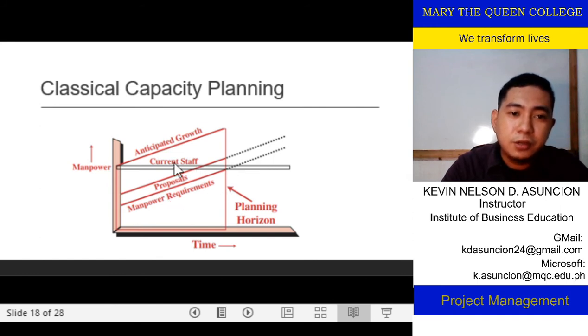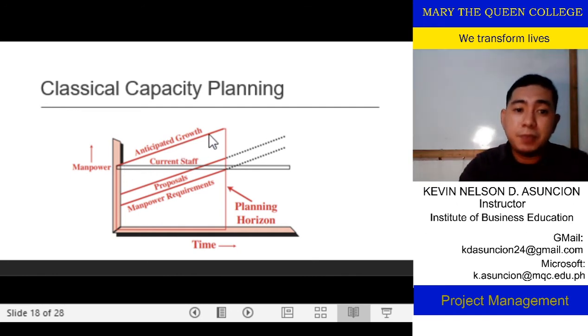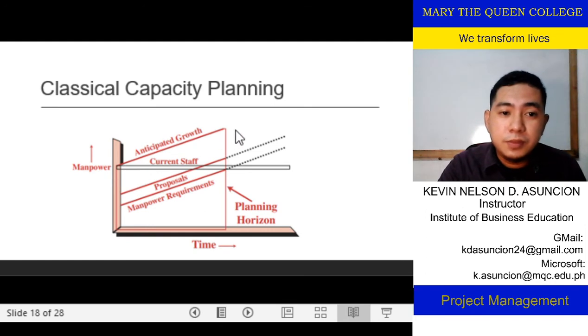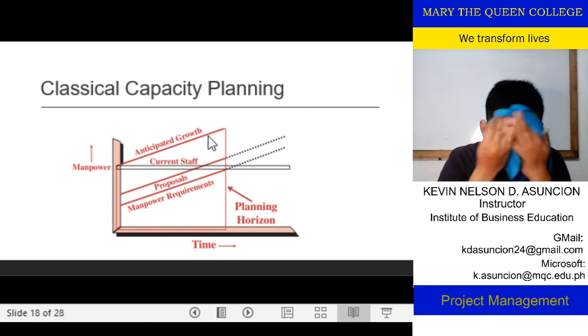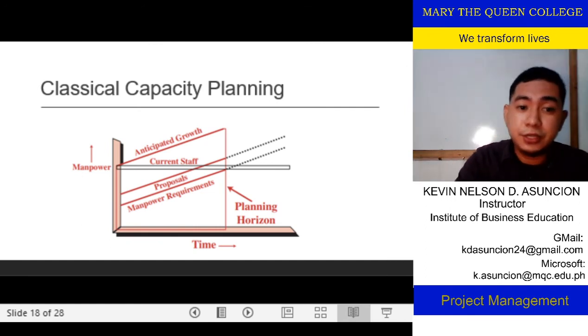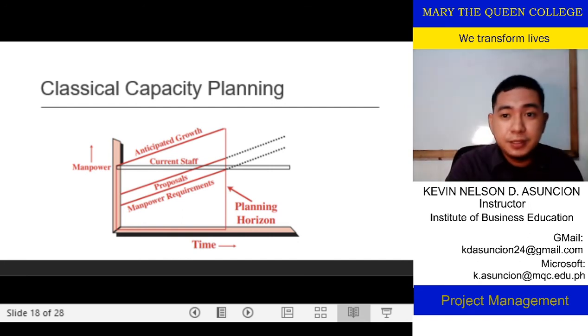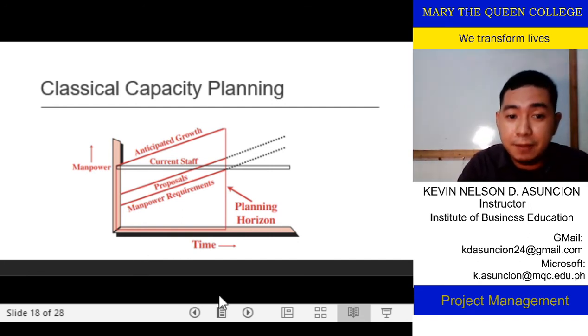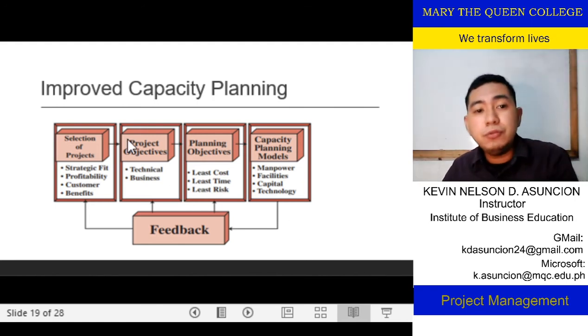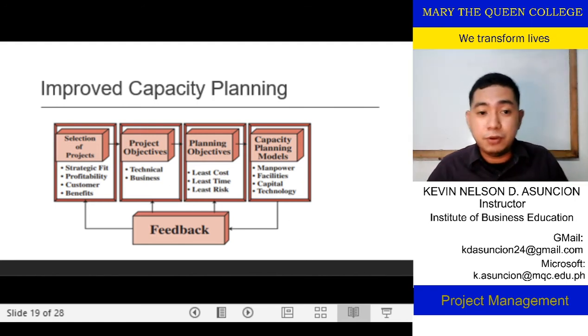It changes. However, if the project grows, the anticipated growth, the question is: can you still accommodate it? If there will be growth from your project, can you still accommodate it using your manpower requirement? Now, that's the meaning of capacity planning. Capacity means whether you still have the capability. So here is a new and improved capacity planning approach.